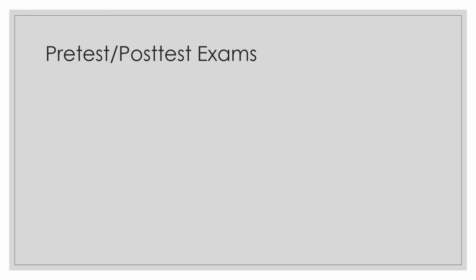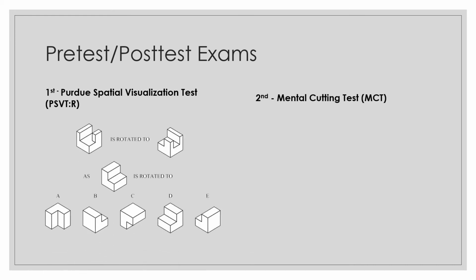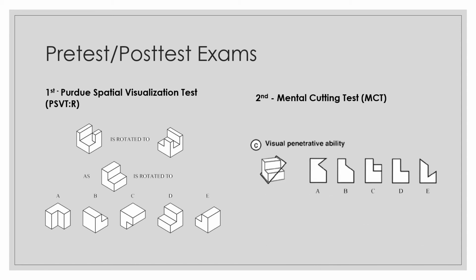Talking about the pre-test and post-test exams, the first test that we give for the pre-test and the post-test is the Purdue Spatial Visualization Test of Rotations, usually PSVT. Next, we have the second test, which is the Mental Cutting Test, the MCT. Here's an example of the PSVT questions. You can see that we rotate an object and they have to replicate that. In the Mental Cutting Test, we take an object, there's a plane in between, the students figure out the shape and determine what the shape looks like. And this all has to do with spatial visualization.